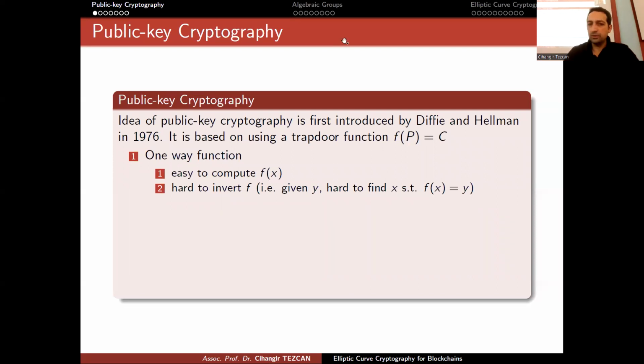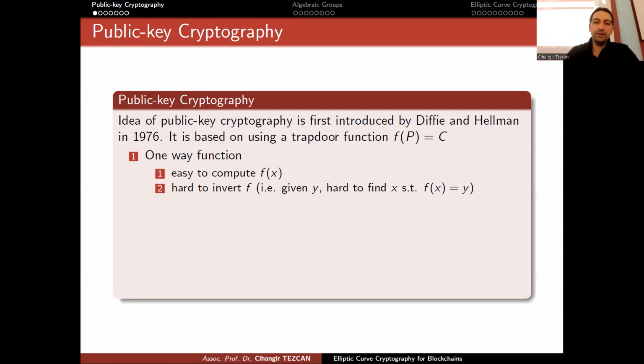Okay. So when you are given an output y, and you also know the function f, it should be computationally infeasible for you to find an x such that f(x) equals y. So this is what we actually talk about when we were talking about cryptographic hash functions, right?